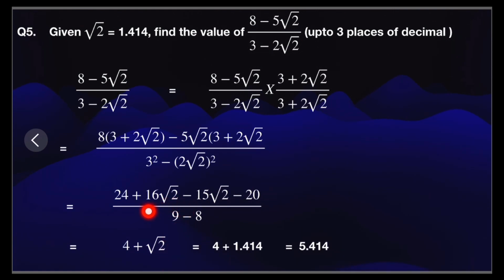Okay. See here. 16√2 minus 15√2 becomes √2. 24 minus 20 is 4. So this is what you get. Now the value of √2 is 1.414. So put 1.414 here, add it, you will get the answer 5.414. Here we come to the end of this exercise. Please go through the video once again, pause the video in each sum and practice them.